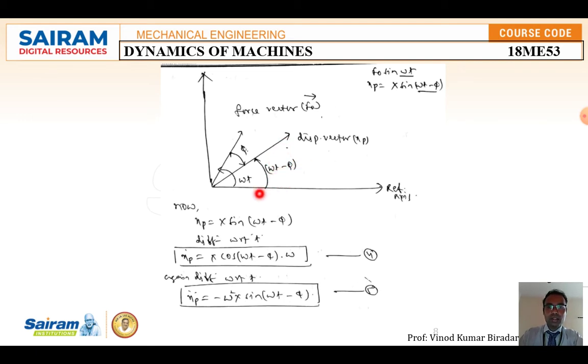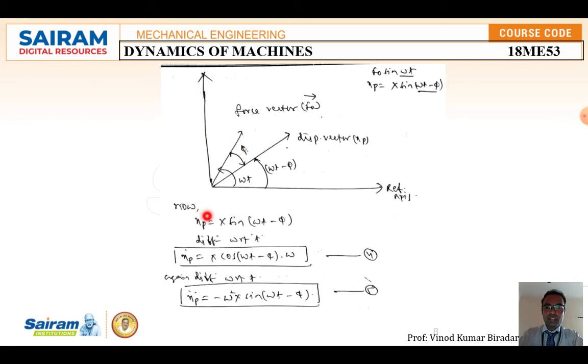But here there is the omega t, since the external force is the harmonic force F0 sin omega t. From the reference axis to the force vector, the inclination angle of the force which is acting is omega t. Knowing omega t and omega t minus phi, the angle between the force vector and the displacement vector is phi. So this is about the vector diagram.